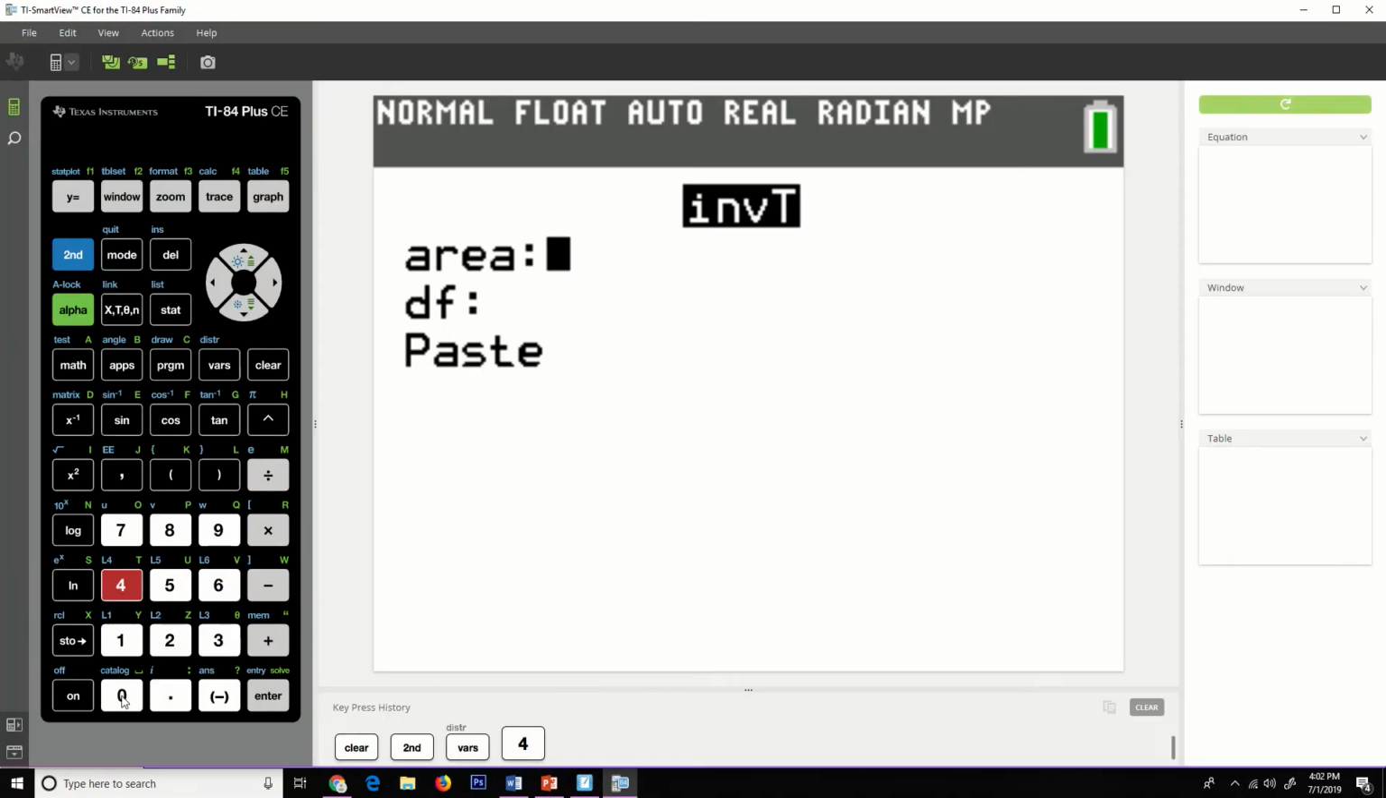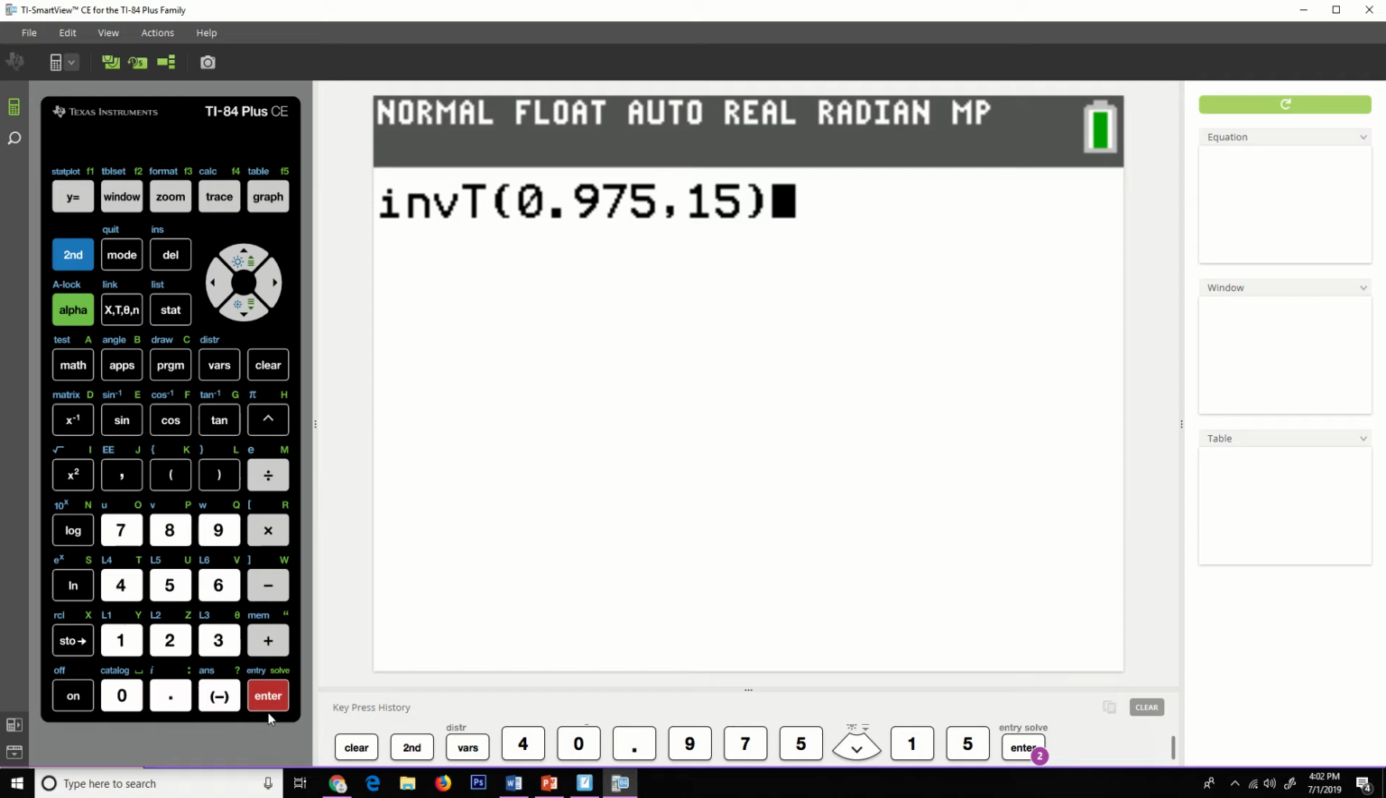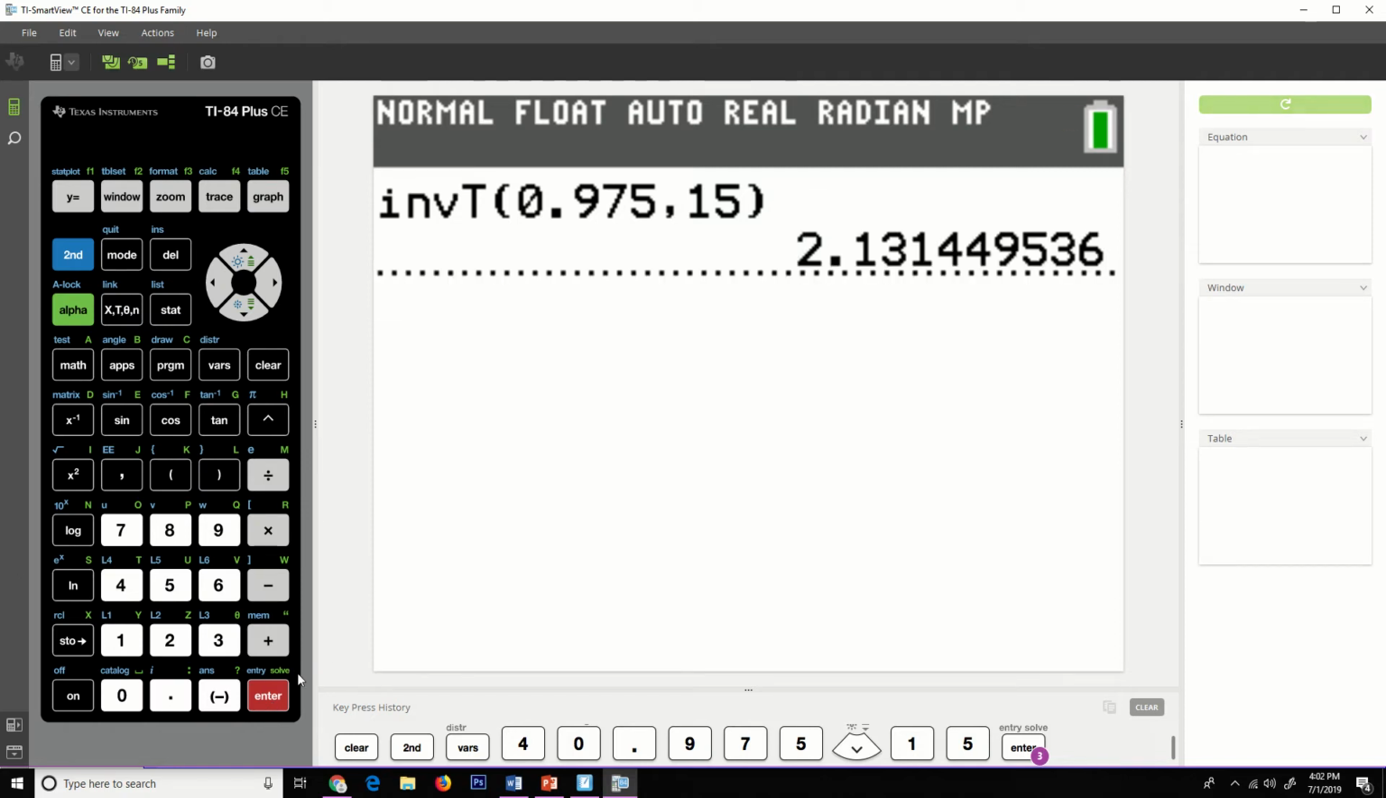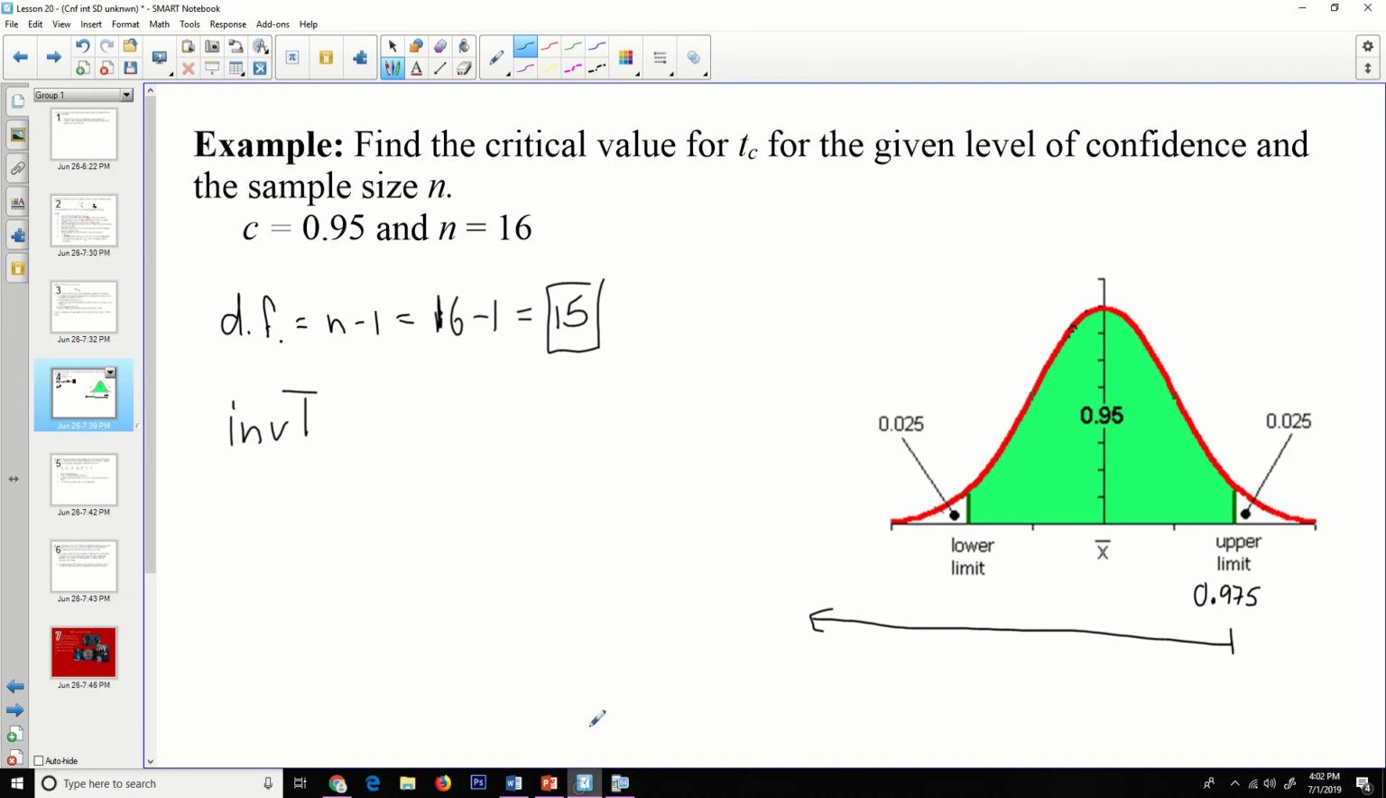So my area is 0.975 to get that, and I guess they do want the degrees of freedom. We've calculated that to be 15. We're going to hit enter, and so in this particular instance, our t sub c, our critical value for this one, is 2.1314. So we have t sub c is 2.1314.